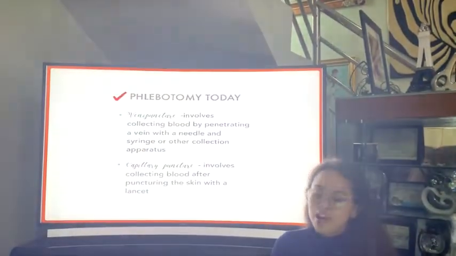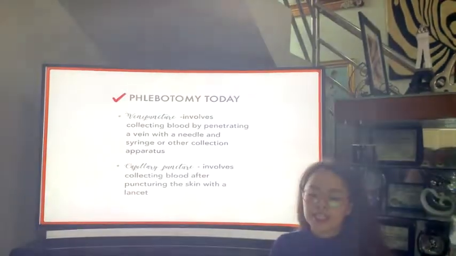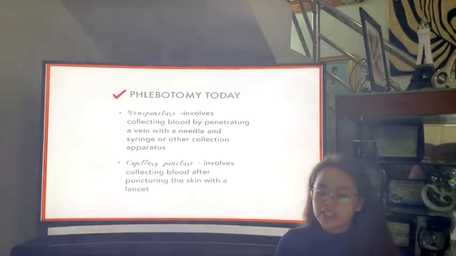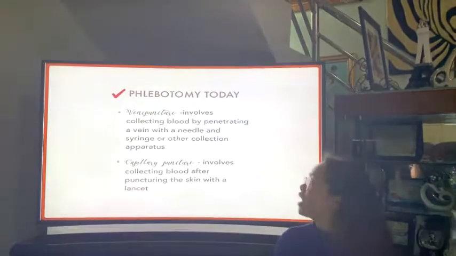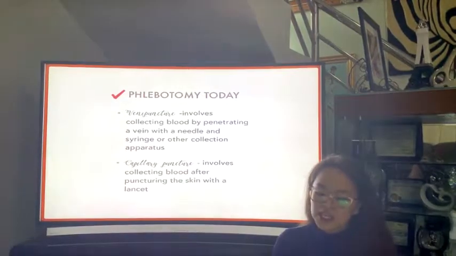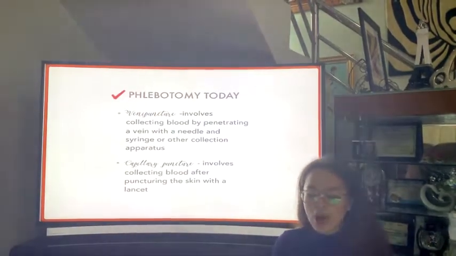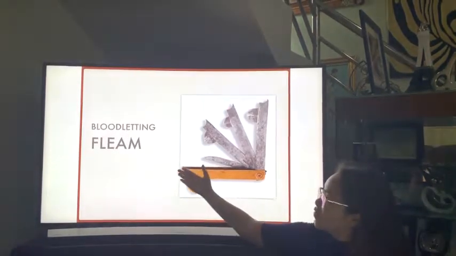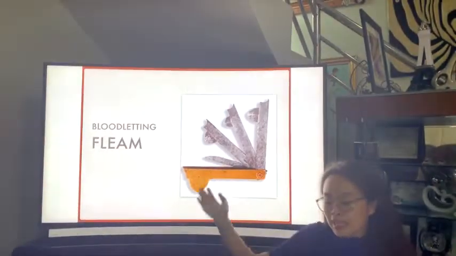Venipuncture involves collecting blood by penetrating a vein with a needle and syringe or other collection apparatus. Capillary puncture involves collecting blood after puncturing the skin with a lancet. This one, the bloodletting phlegm, is also known as a blood lancet.